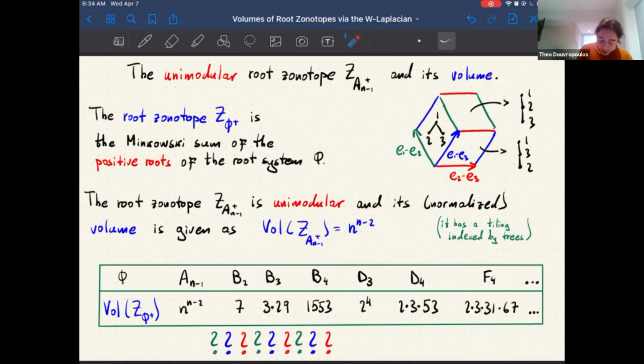If you write down the first few volumes, for B2 you're going to get 7. For B3, you're going to get 3 times 29. That's a bad prime factor. And for B4, in fact, the whole number is prime. So it's pretty bad. It doesn't look nice at all. Then D3 is 2 to the 4, but if you write that down, you immediately remember that D3 is isomorphic to A3, so this 2 to the 4 is an accident in some sense. All of the numbers factor really badly. What's going on here? Is there a reason to expect the product formula? Is there a reason not to?